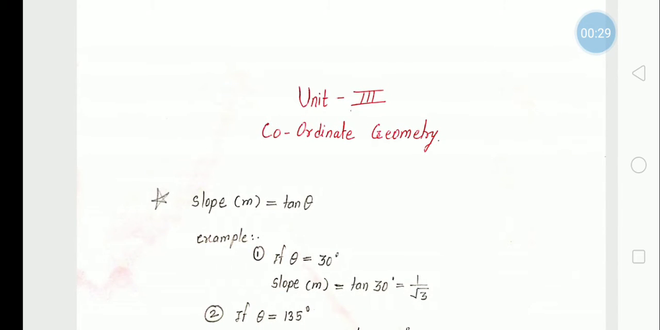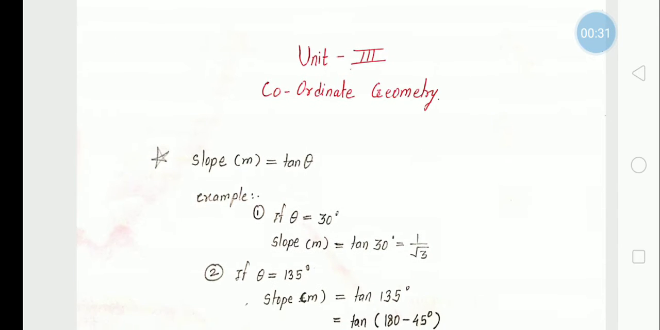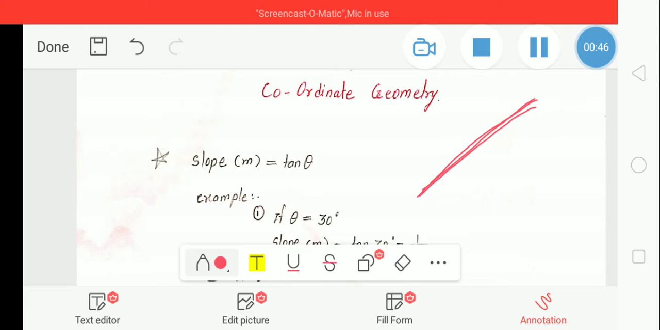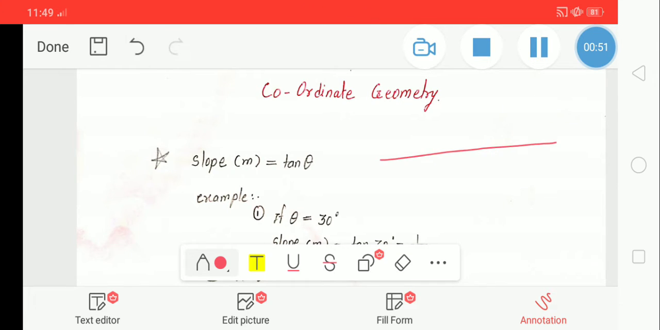Unit 3 is coordinate geometry. Now, in this unit, we find the slope of a line. Finding slope of a line means, एक लाइन दी हुई है, उसका स्लोप कितना है वो फाइंड करना है. तो हम इस लाइन का स्लोप कैसे फाइंड करेंगे?